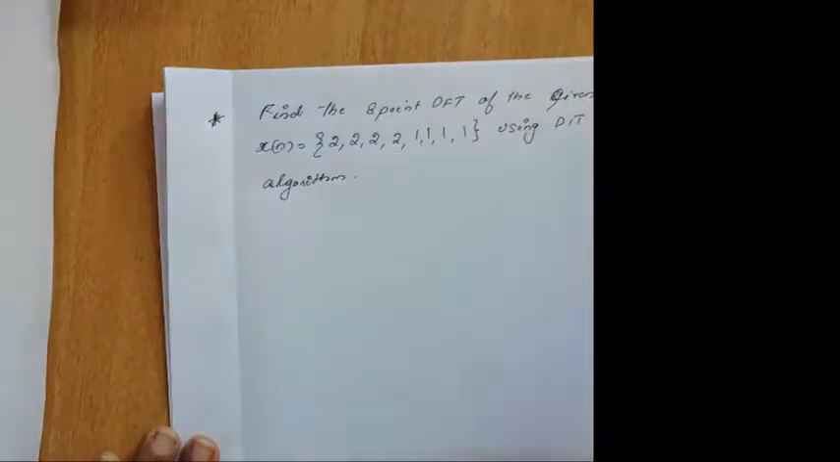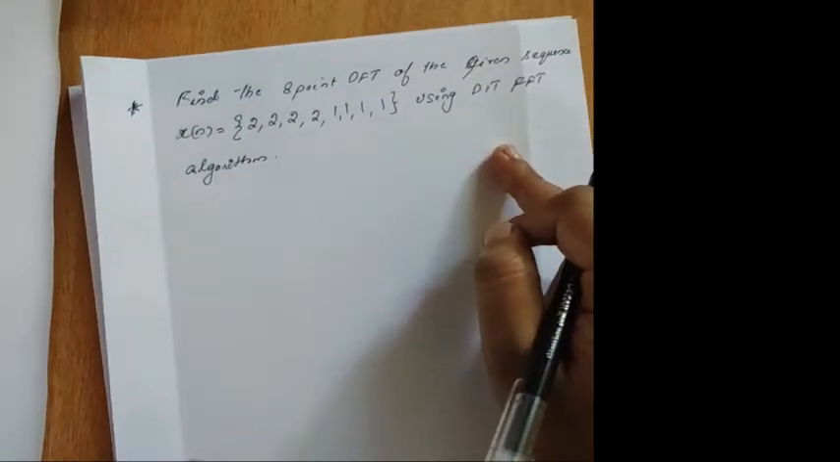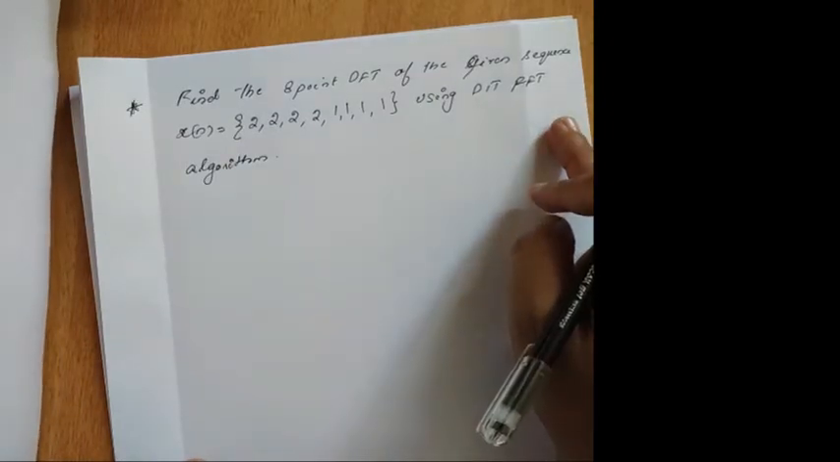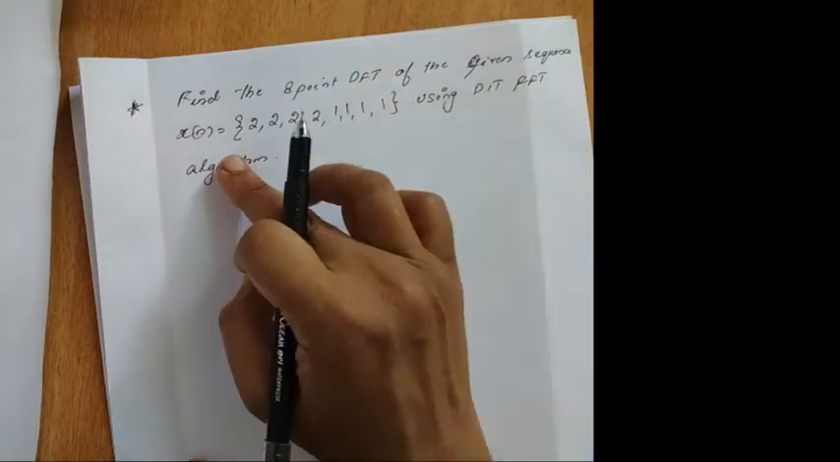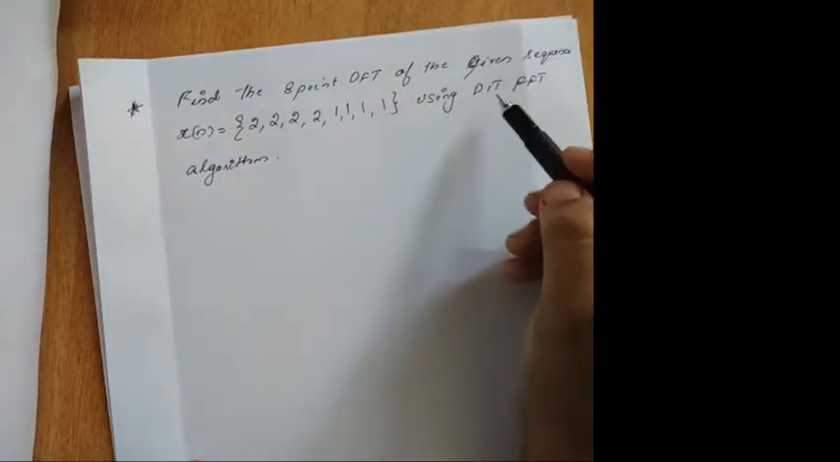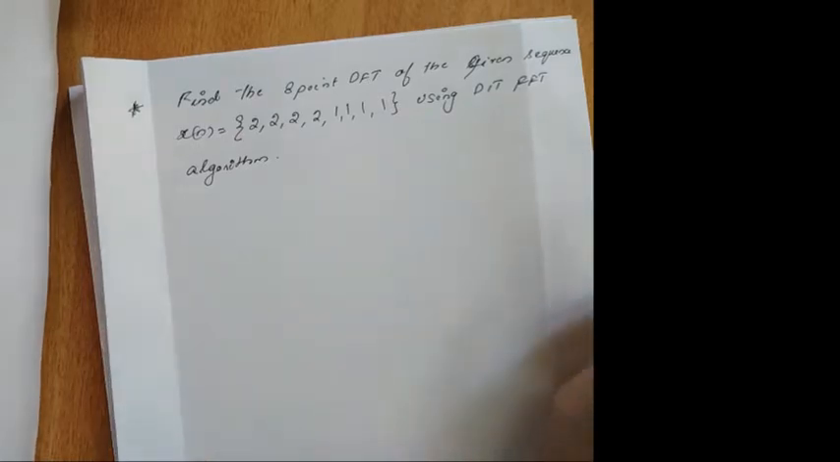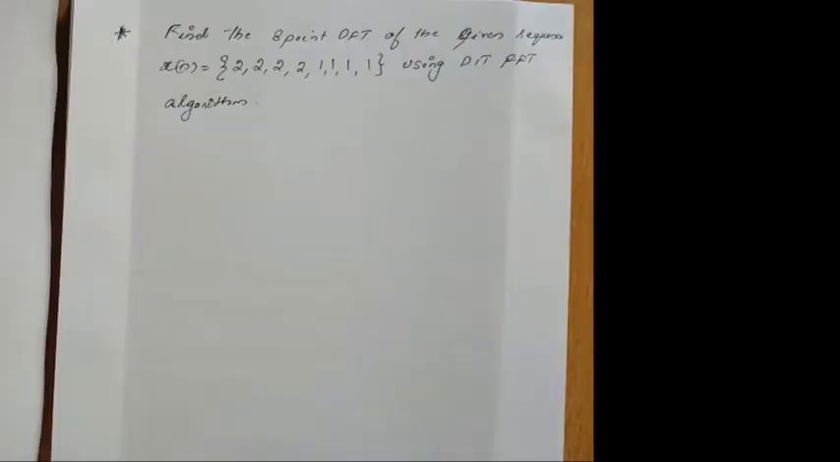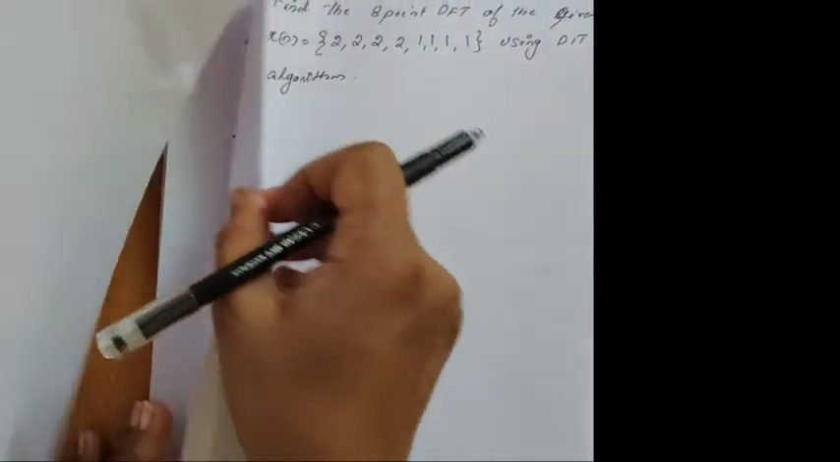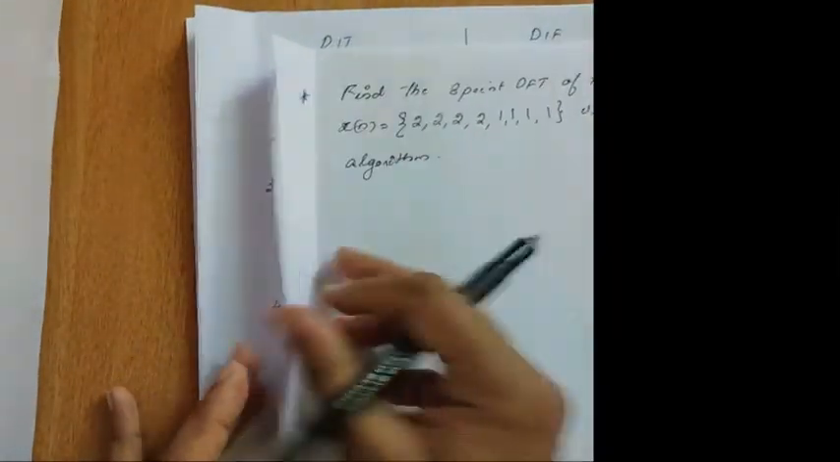So don't get confused. Sometimes your question might be asked as find the decimation in time. Find the 8-point DFT of the given sequence using decimation in time. Decimation in time is the same as you are going for DFT. Now according to your equation, you have your equation with you.